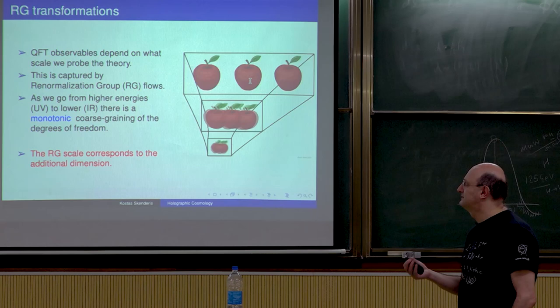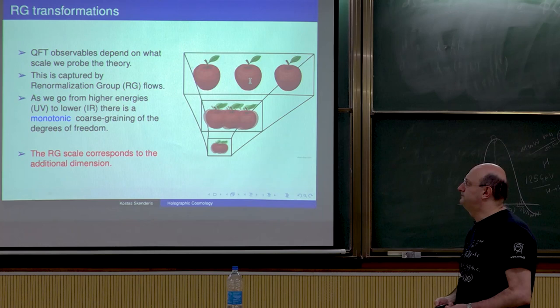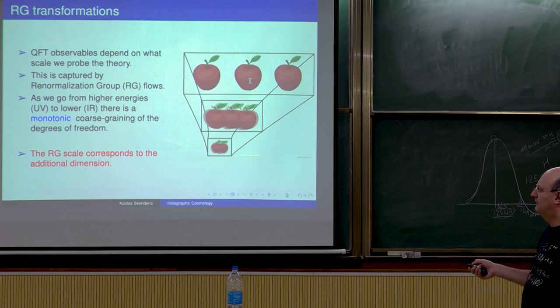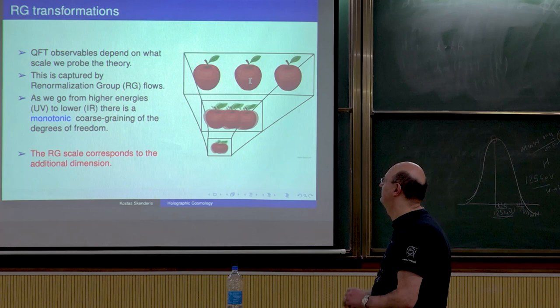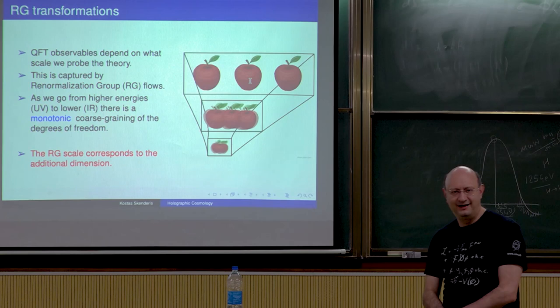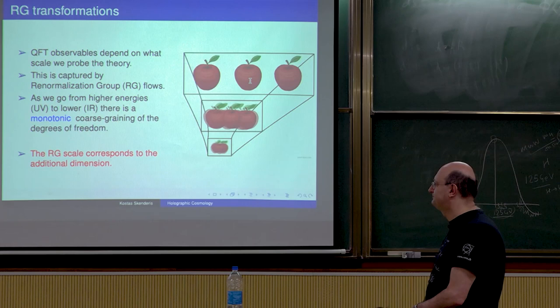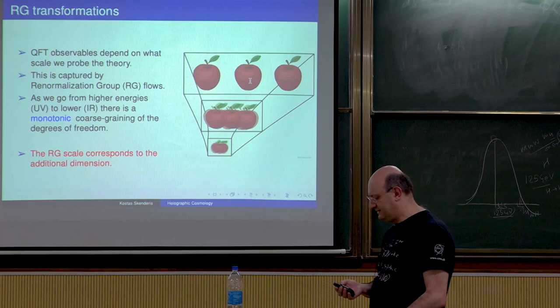So if I want to put this in a graph, if this is AdS, that's the boundary of AdS, then moving in the radial direction is captured by renormalization group flow. And as you go from high energies to low energies, there is a coarse graining. So what you might start with as 3 apples here might look like 1 blurry apple in the IR. So there's a coarse graining of degrees of freedom. And this flow is monotonic. Okay, so that's the standard AdS/CFT stuff.